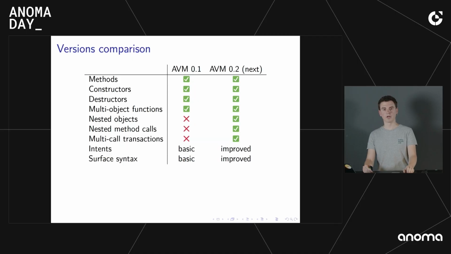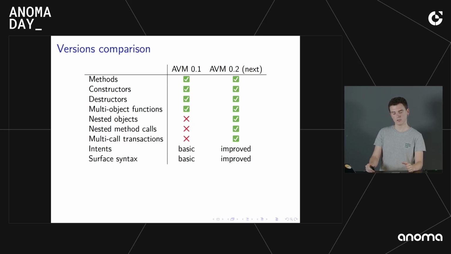So just a quick comparison between the two versions. The next version will have everything that we currently have, plus some additional features. For instance, we'll be able to have nested objects. So when you define an object, one of the fields can be a reference to another object in the system. You'll be able to call methods from your methods body, which is not possible at the moment.